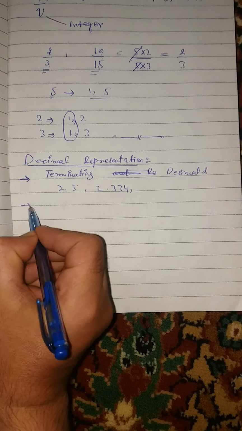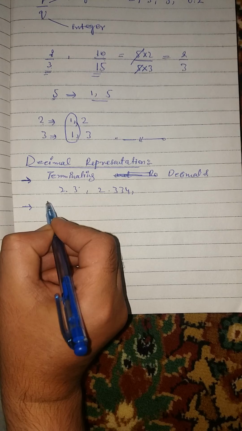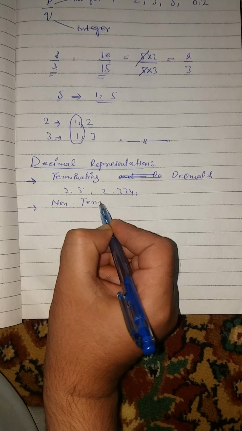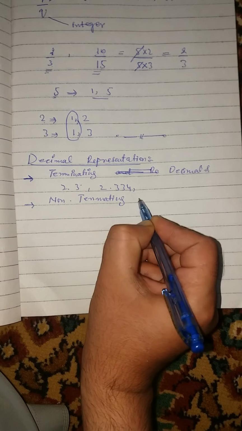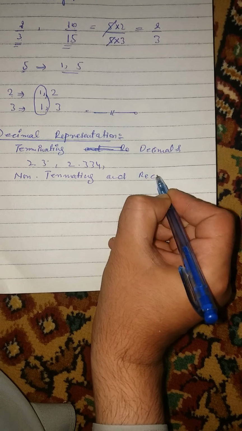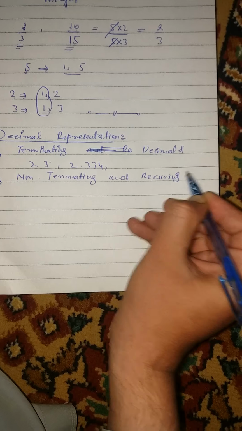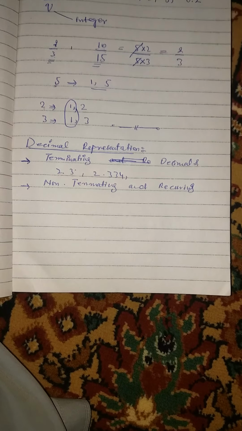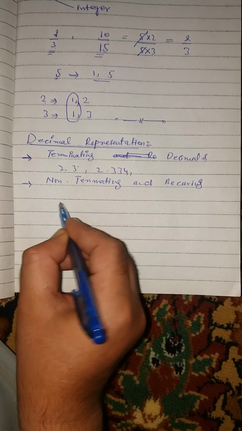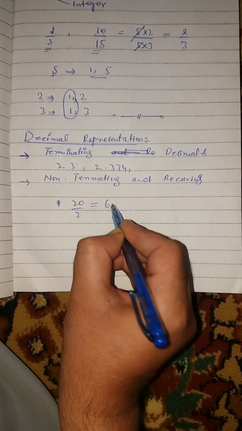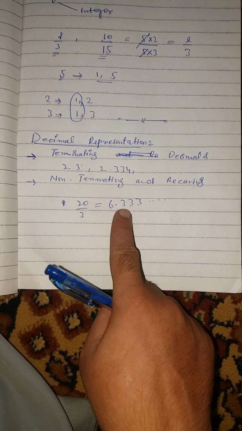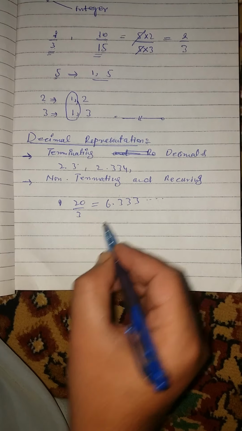The second case is all non-terminating and recurring decimals. Non-terminating means they are not terminating and keep on going. Recurring means which occur again and again. Suppose in the case of 20 divided by 3, we get the answer 6.333, and this is going on. We will be getting this 3 again and again, so this 3 is a recurring decimal.